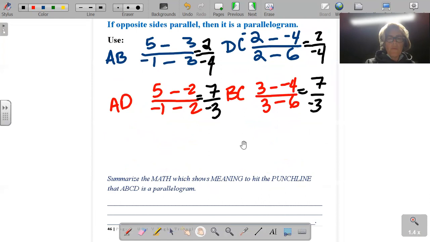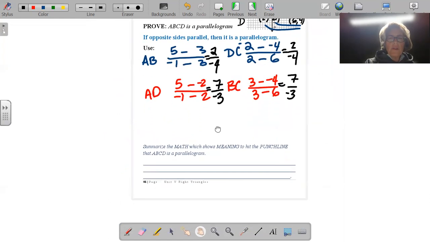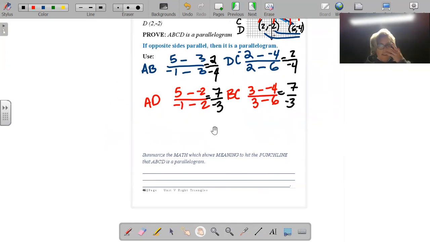Now your write-up would look something like this. Math, meaning, punchline. Doesn't have to be long, but I expect all 3 components. Math. Here's your first sentence.